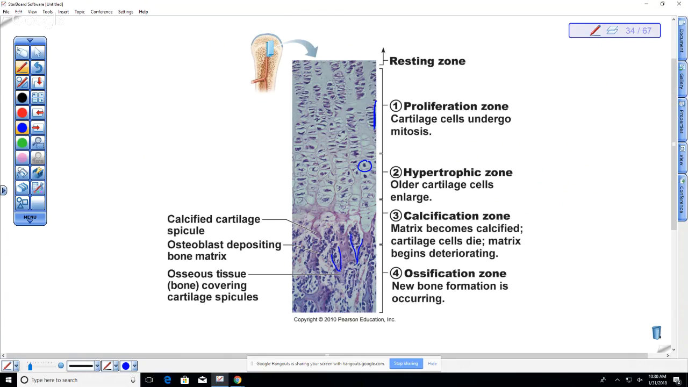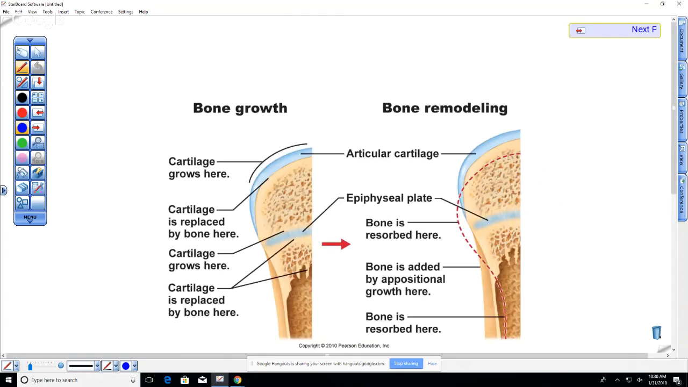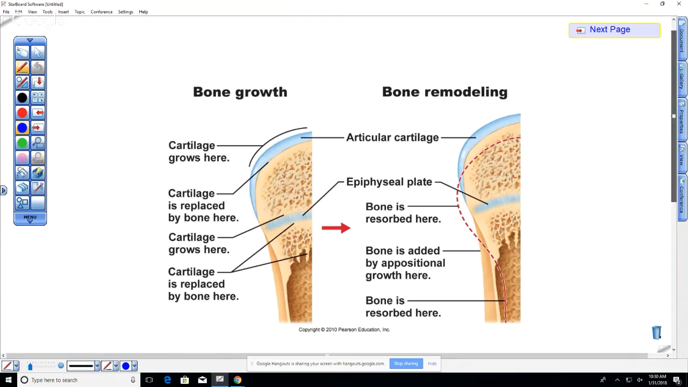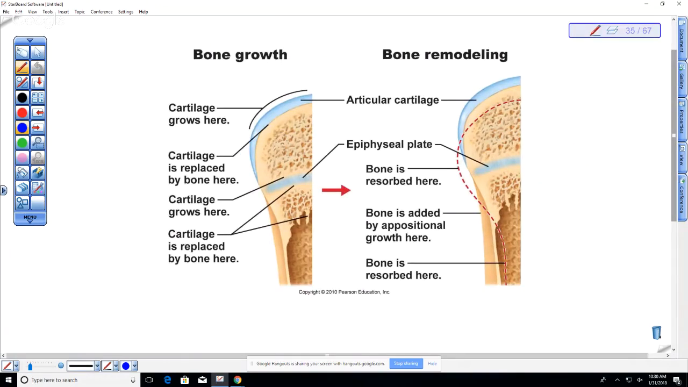So there's another diagram in your book that shows this. So here the cartilage is growing, right there. Here the cartilage is being replaced by bone. And so you can see where the old bone was and where the new bone is. And the shape of the bone is different. And so the last thing that we have after that bone growth is what is called bone remodeling.